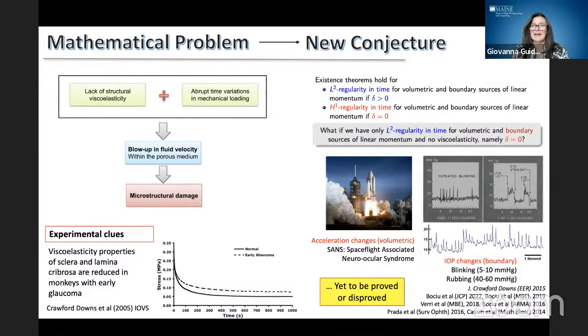This new conjecture, which stems from a very theoretical work of well-posedness of partial differential equations of mixed type, has not been proved or disproved yet. So if anybody is interested in investigating this further, we would be very happy to work together. However, there are experimental clues that this may not be as absurd as we may have thought at the beginning. Here you see some data on glaucoma eyes compared to normal eyes. Basically, here you see different relaxation times of the stress, which is an indication that early glaucoma eyes may be less viscoelastic than normal eyes.